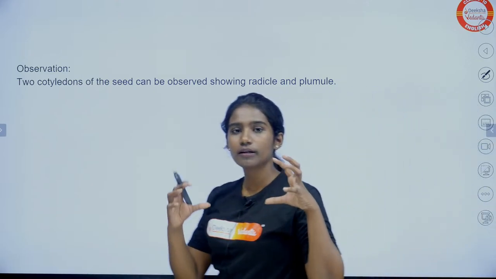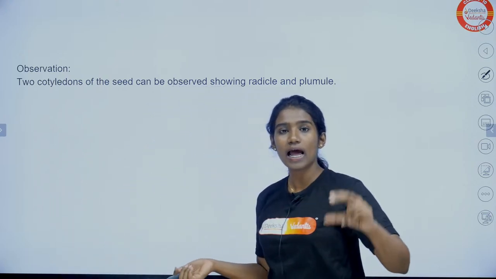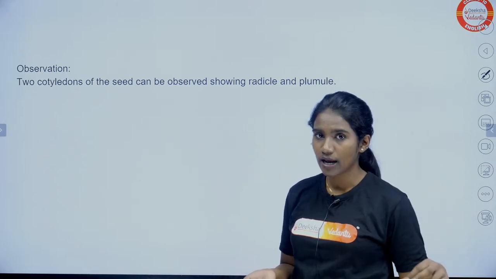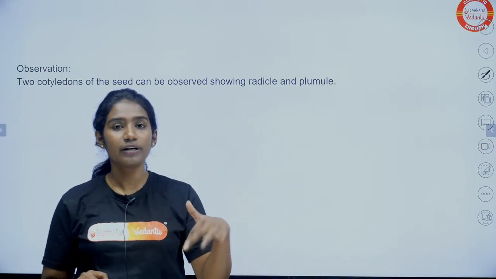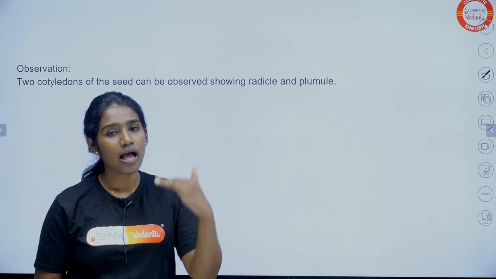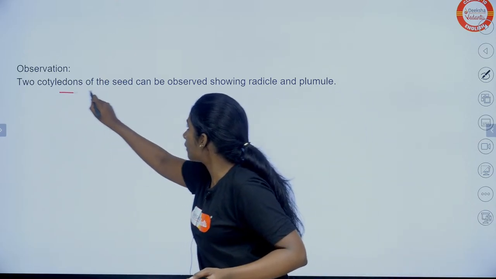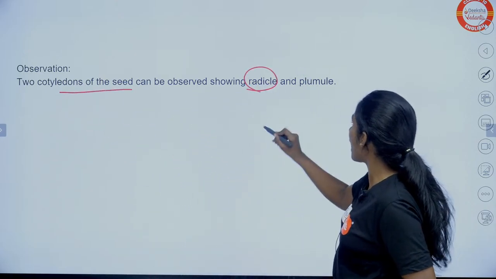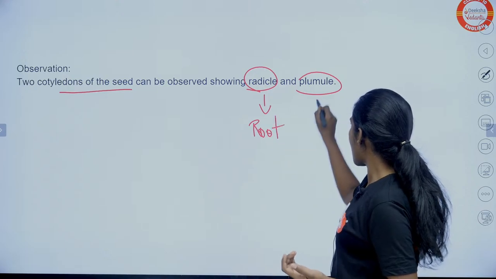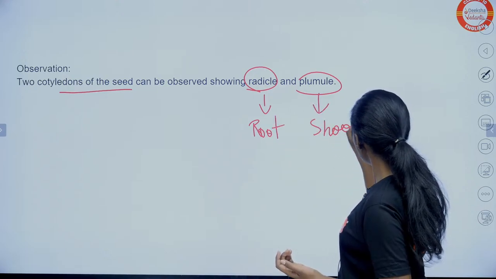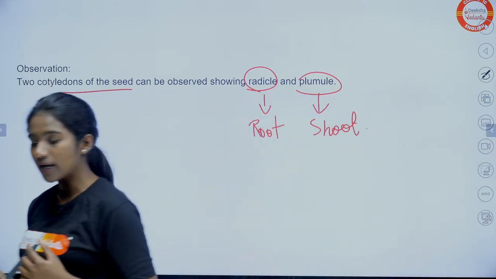There was the diagram, no? The seed is split open, and you will see plumule as well as radicle. The radicle develops into root, whereas plumule develops into shoot. And there was cotyledon. What is the function of cotyledon? It will store the required food and it will nourish the developing embryo. Okay. So, here the two cotyledons of the seed can be observed showing radicle and plumule. Radicle will develop into root and plumule will develop into shoot. Okay, clear with that? Shall we move on to the next activity, students?